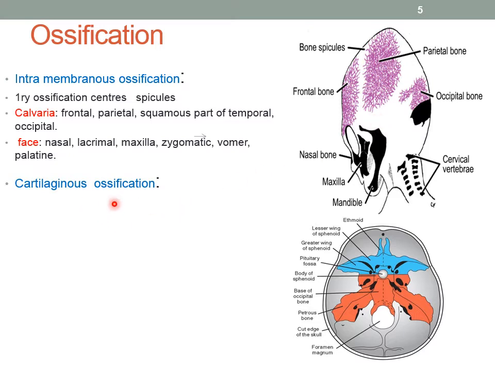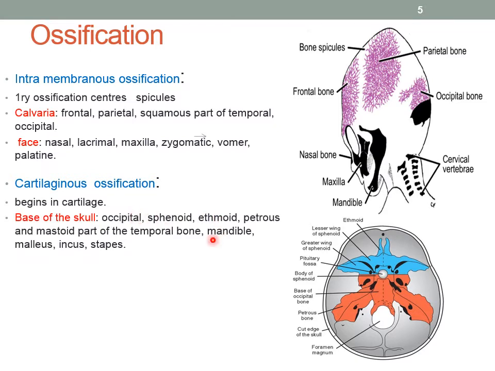The second type of ossification is the cartilaginous ossification, and it begins in cartilage, and this forms the base of the skull, as we see here in this inferior image. We have a look at the base of the skull: the occipital parts of the occipital bone, the sphenoid bone, the ethmoid, the petrous part, mastoid part of the temporal bone, the mandible, the malleus, incus, and stapes. Malleus, incus, and stapes, these are three bones found in the middle ear.